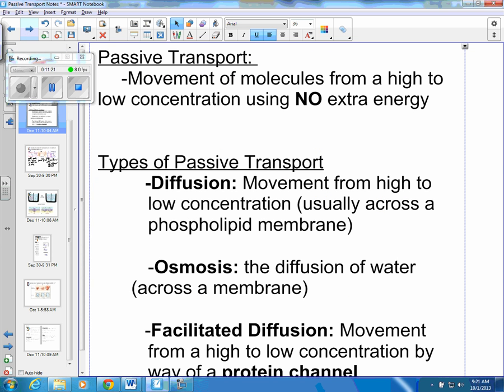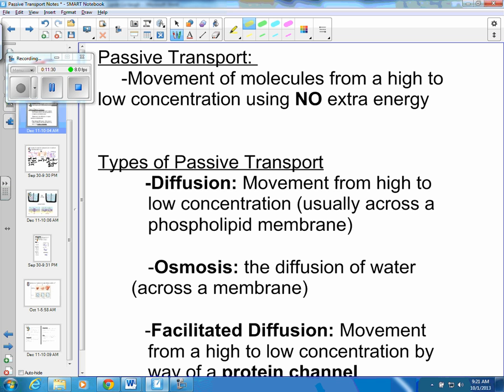Passive transport. The definition of passive transport, and I'll highlight it so we're reading as we go along, is the movement of molecules from a high concentration to a low concentration using no extra energy. So when I sprayed the perfume over here, did I push it to you or did it naturally move towards you? Naturally. Did I use extra energy? No. So was that a form of passive transport? Yes. My molecules moved from high concentration to low concentration.